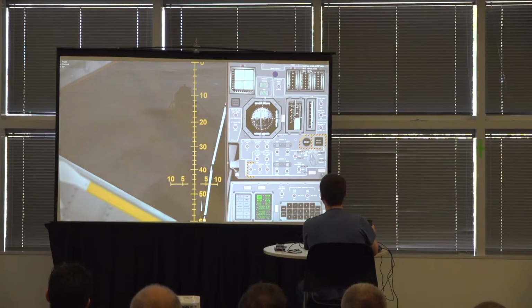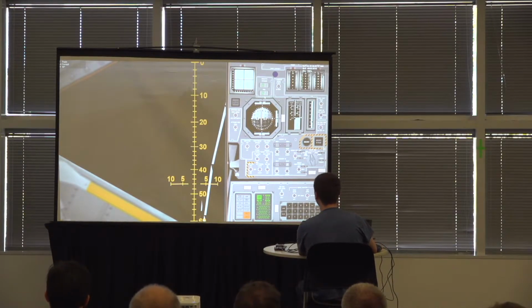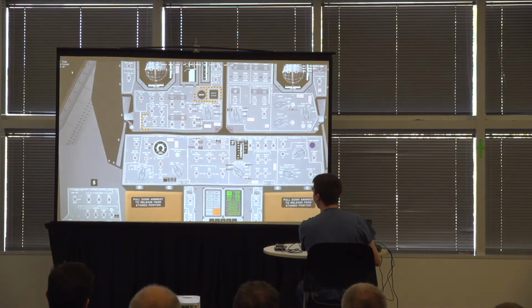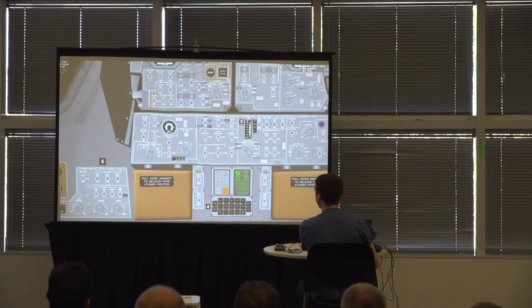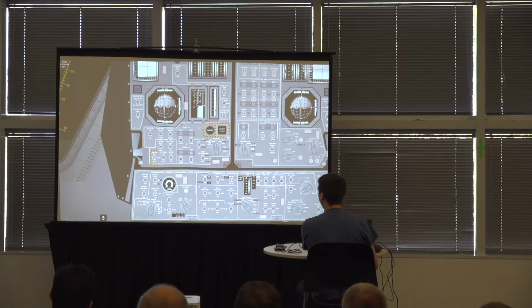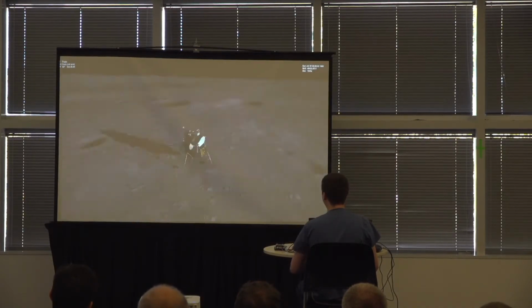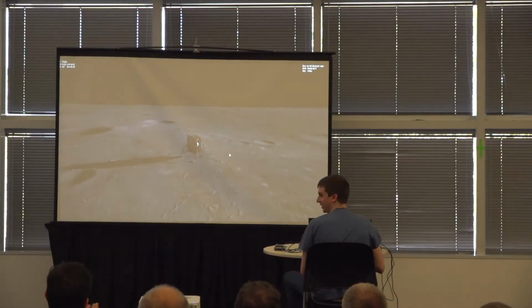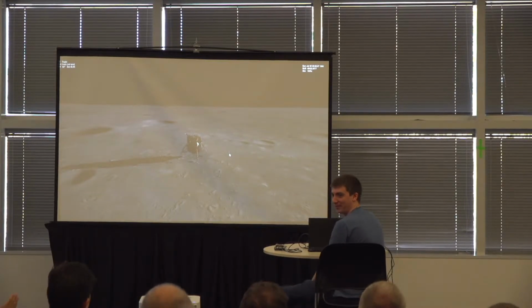As soon as I see the blue contact light in the top next to the cross pointer, I'm going to hit the engine stop switch, move my hand controller out of detent, turn off descent engine command override, switch mode control to auto, and disarm the descent engine. And so now we are on the surface of the moon. So that's how you fly the Apollo 11 landing.